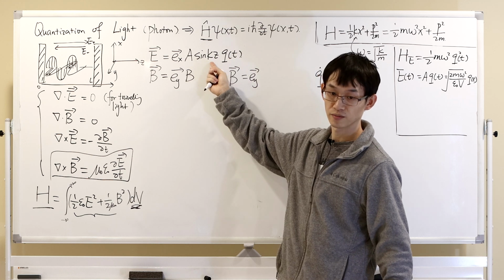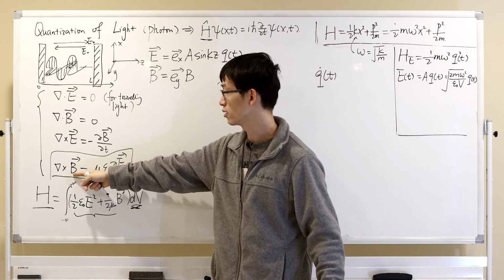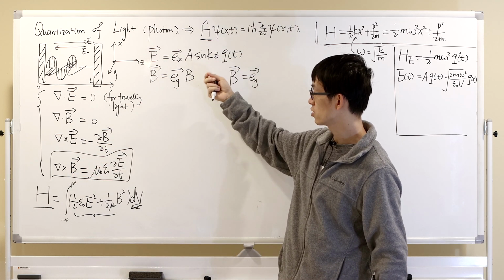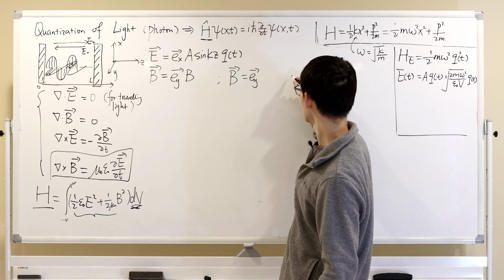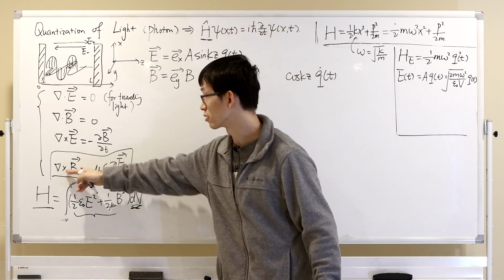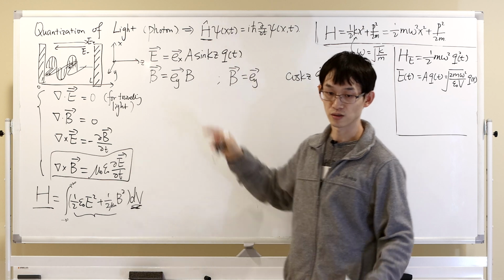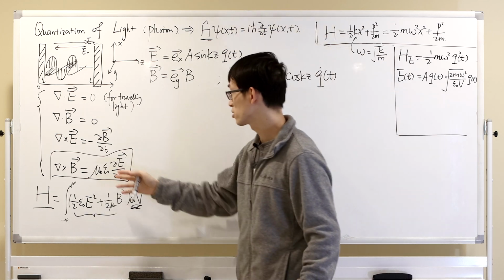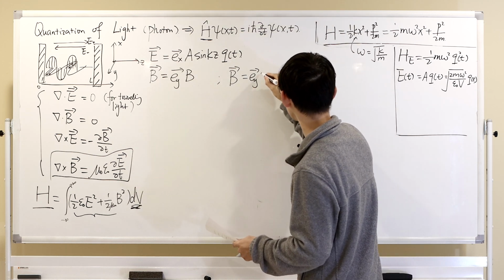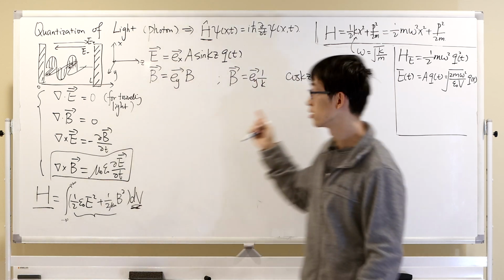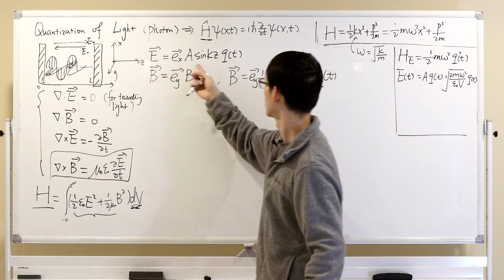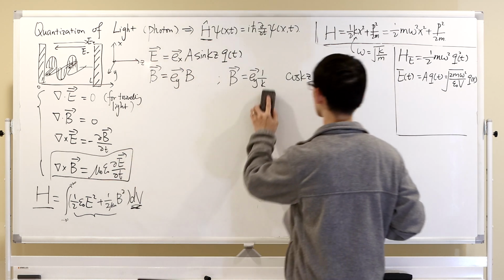E is sine, so you can expect in B the position function should be something like cosine kz. When you do the curl, it becomes sine kz. And of course, whenever you do curl, there should be a 1 over k coming in the front, because when you do differential, you come out with a k, but here you don't see k. So you should have 1 over k in the front.